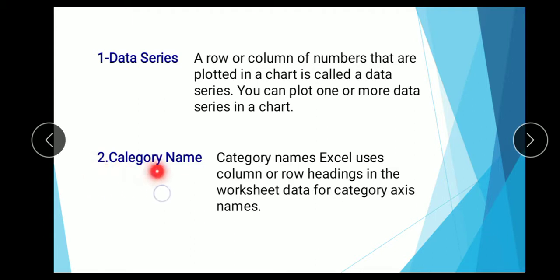Second one is category name. In Excel, the column or row headings in the worksheet data are used for the category axis names. Category name means the heading of a row or column. A category name is related to the axis name. It means you can say that the category name is called the axis name. You put a name on a row or column, and it's called a category.